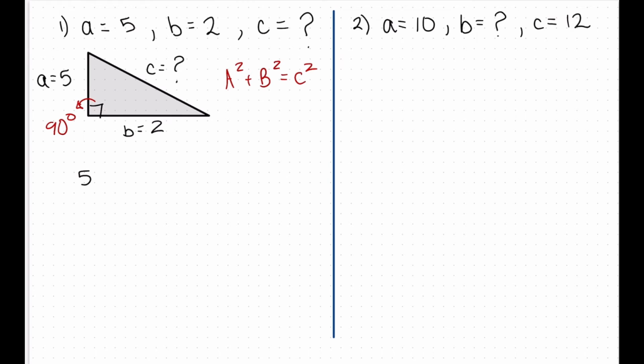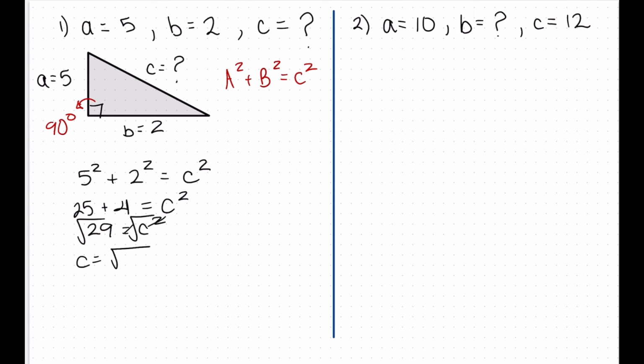So we have 5 squared plus 2 squared equals c squared. We know 5 times 5 is 25. 2 times 2 is 4. And we have the c squared. So 25 plus 4 is 29. And to get rid of this square, we have to put the square root on the other side. So we know that c equals the square root of 29.